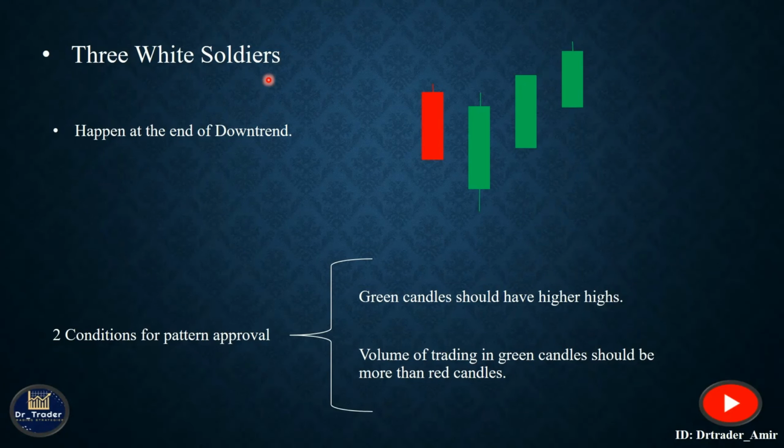And also, there are two conditions for this pattern's approval, and these two conditions make this pattern much stronger and more powerful. The first condition is that the green candles should have higher highs. I mean, these candles should have a closing price higher than the red candle, and we can see that it is true, for example, in this instance. And also, the volume of trading in green candles should be higher than in red candles.